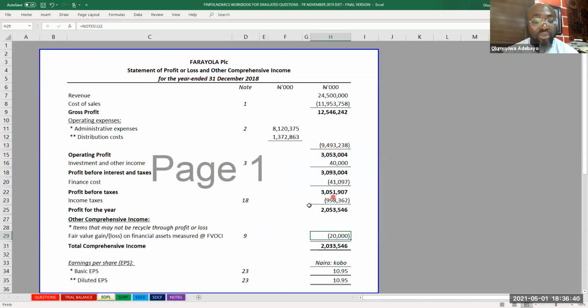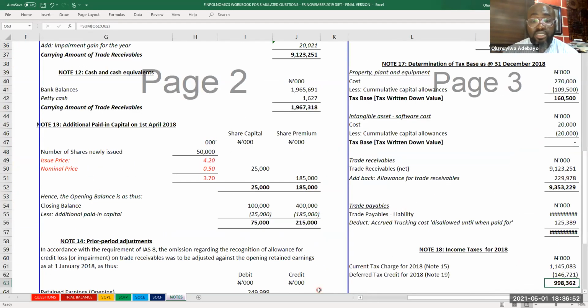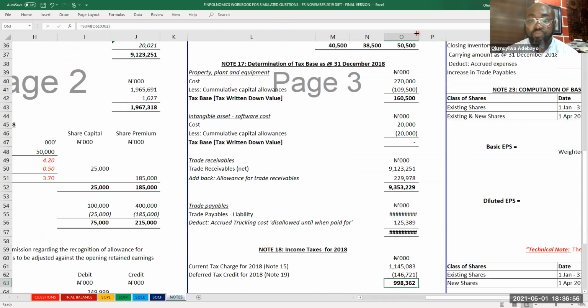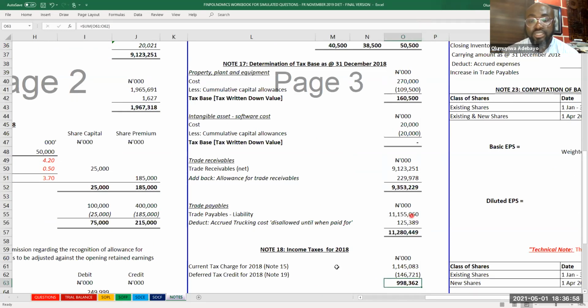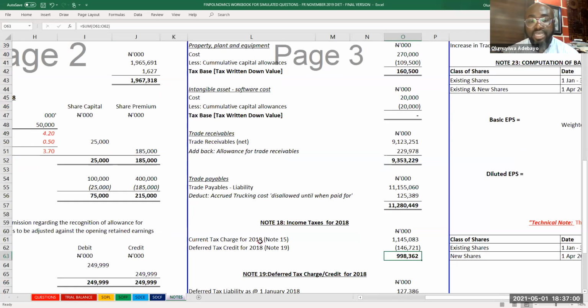What matters to me now is income taxes. That is where the major work is. Income taxes. How do you get this 998 million? Now, income tax comprises current tax and deferred tax. Now, 998 million, from what you can see here, is our current tax charge, which is from note 15.